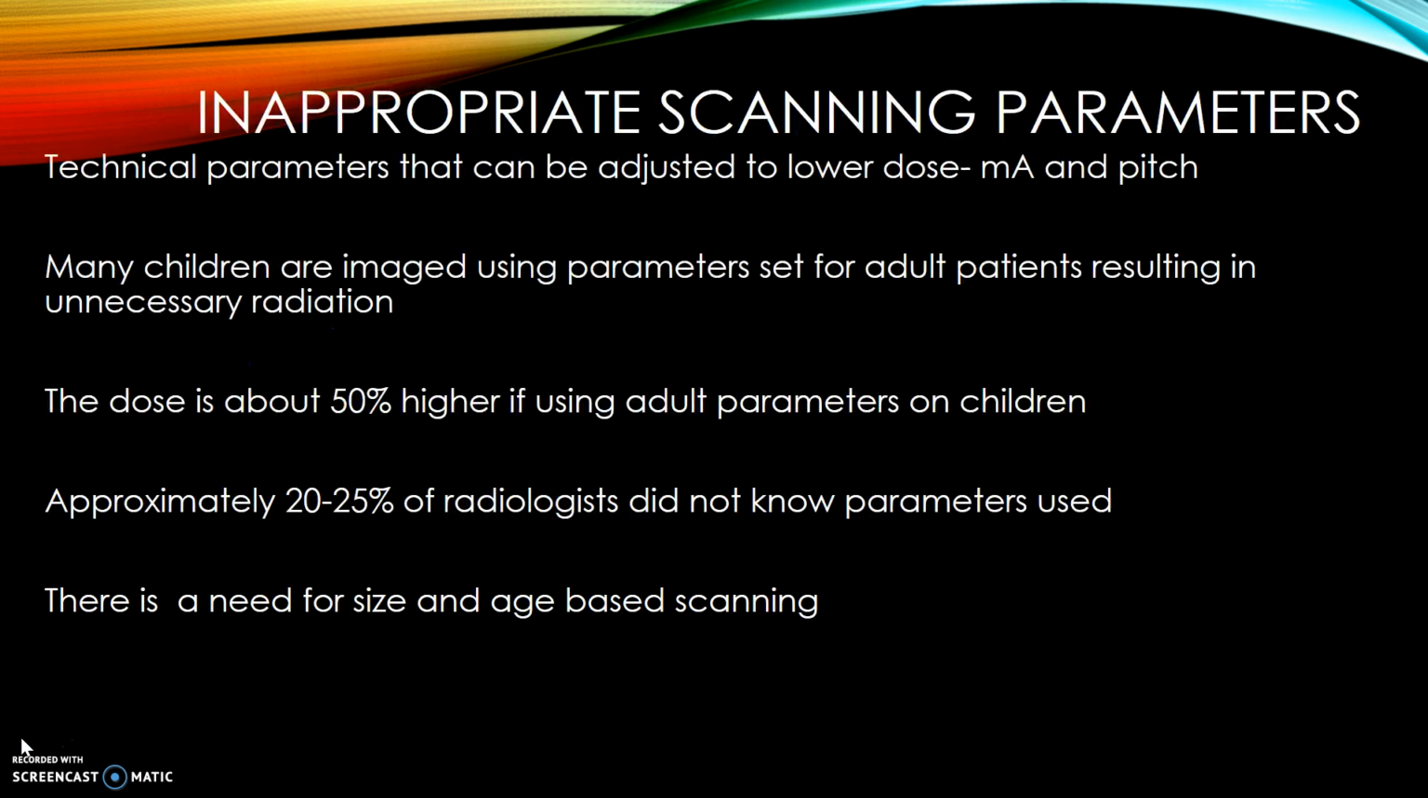Technical parameters that can be adjusted to lower dose are the mA and the pitch. Many children are imaged using parameters that are set for adult patients, and this results in unnecessary radiation. The dose is about 50% higher if using adult parameters on children. Approximately 20 to 25% of radiologists did not know what parameters were used. There is a need for size and age-based scanning.